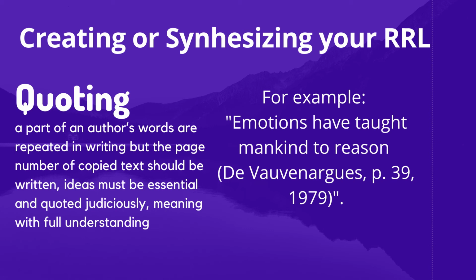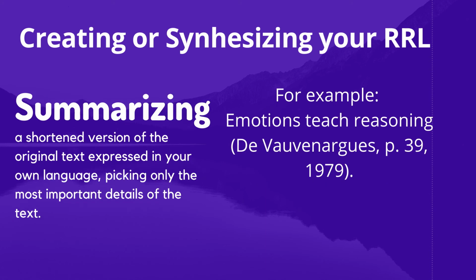In quoting, a part of an author's words are repeated in writing, but the page number of copied text should be written. Ideas must be essential and quoted judiciously, meaning with full understanding. For example, emotions have taught mankind to reason. The name of the author, the page number, and the year. Summarizing is a shortened version of the original text expressed in your own language, picking only the most important details of the text. For example, emotions teach reasoning. Name of the author, page number, and then the year.